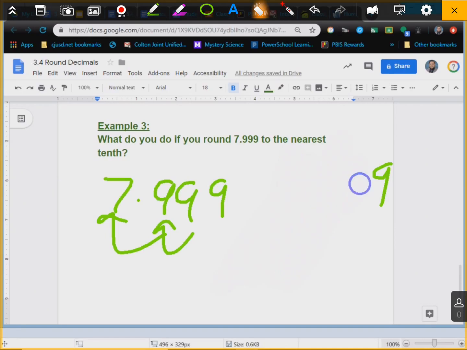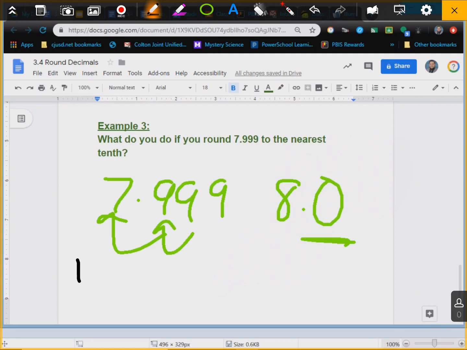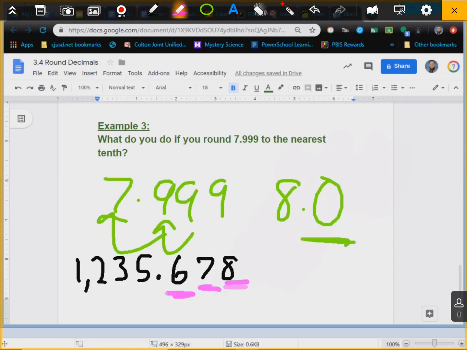And I'll show you that right now. 8.0. It's rounded to the nearest tenth. You have to know that every number has the thousands, the hundreds, the tens, the ones, then you have the tenths, hundredths, thousandths. So you want to know that. This is the tenths, this is the hundredths, this is the thousandths. And if you need a tutorial on that, you can go to chapter 3.1. I think I go over that extensively in the video.